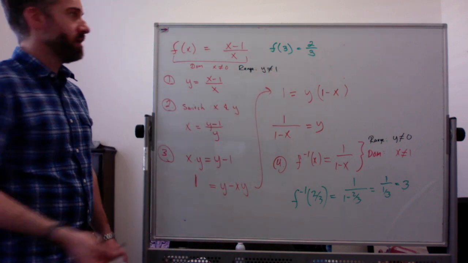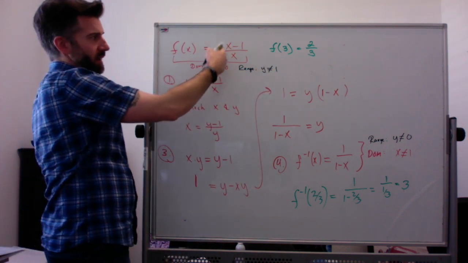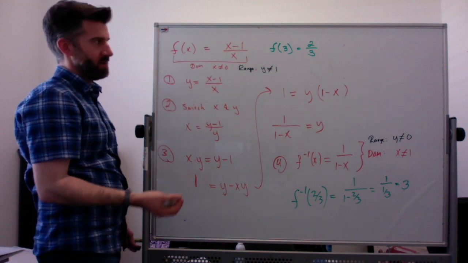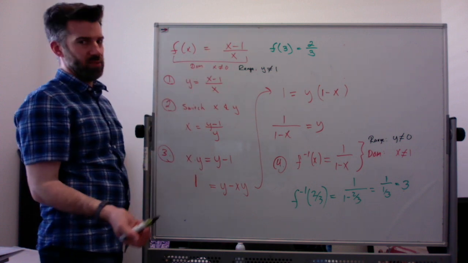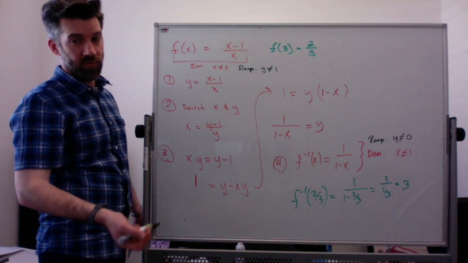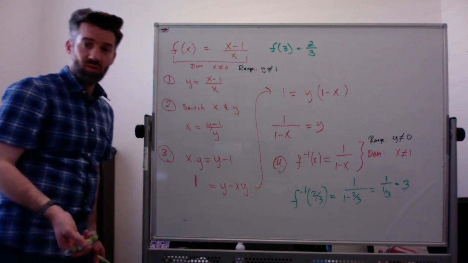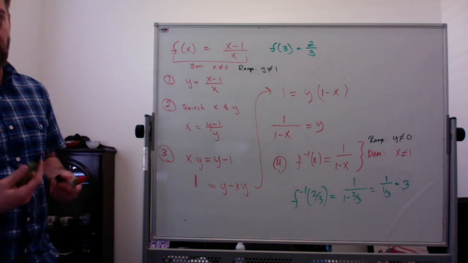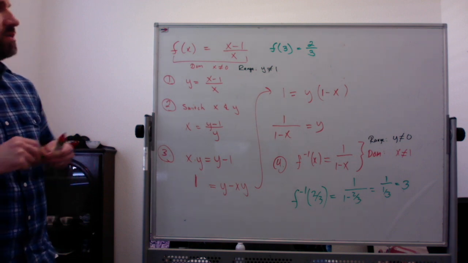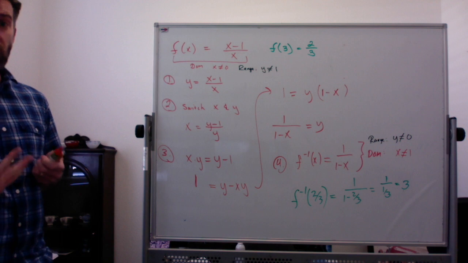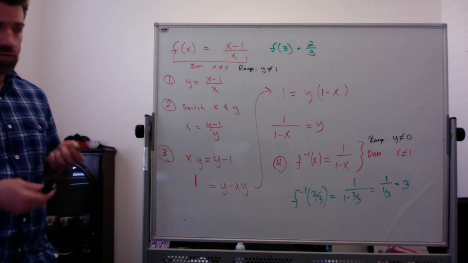Y can't be 1. This will never be 1, right? X minus 1 over x, this fraction can never be 1 because the top will never be the same as the bottom. And for a fraction to be equal to 1, the top and the bottom have to be the same. So we can definitely use the inverse function to find the range of the original function, which is kind of cool.